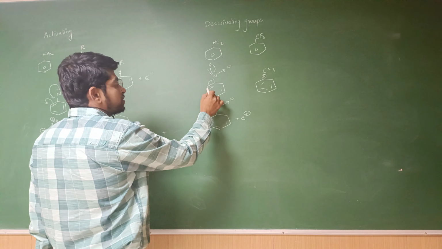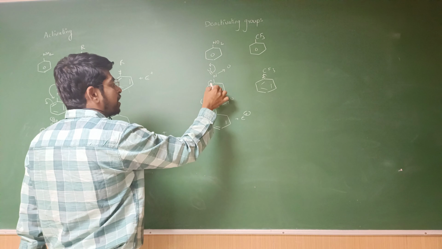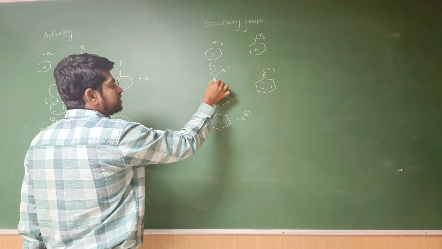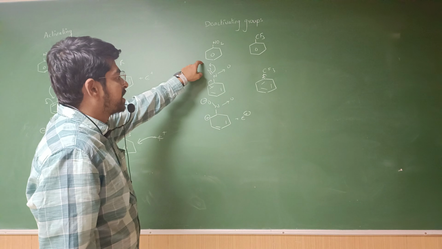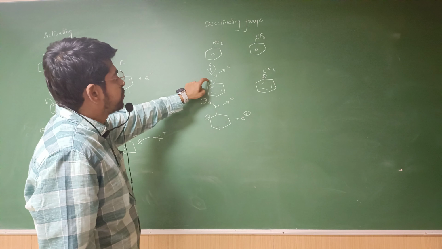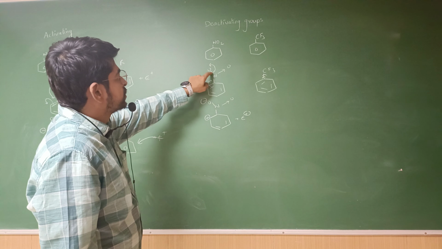So what else is possible? Resonance is possible in the opposite way, out of the benzene ring. This bond shifts here. This bond shifts here. As a consequence, this bond is shifting here. So this oxygen is getting negative charge. Once this bond is shifting here, this oxygen is getting negative charge. So I am representing as a negative charge for oxygen. So that is the bond here.